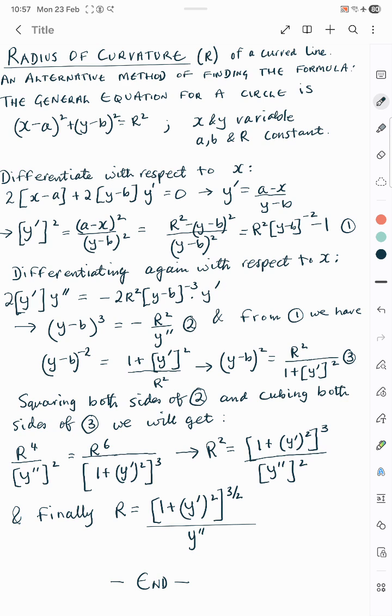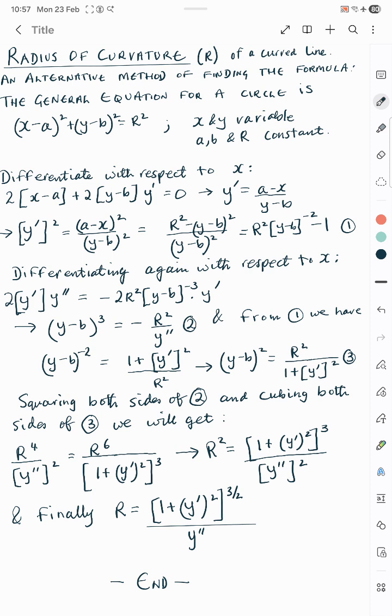So we've got y'² = (a - x)²/(y - b)², and now I've used the original equation for the circle to replace (a - x)² by r² - (y - b)², and the denominator (y - b)² remains the same, and that leads us to, simplifying the fraction there, r²(y - b)^(-2) - 1.